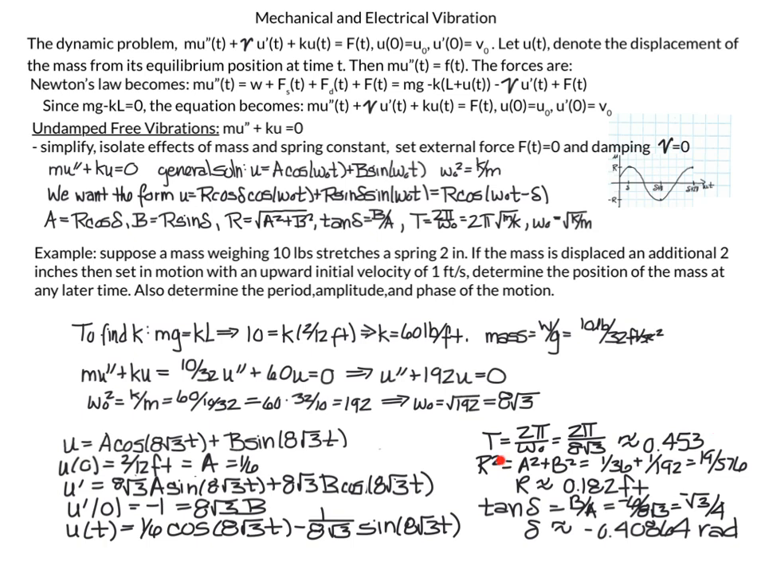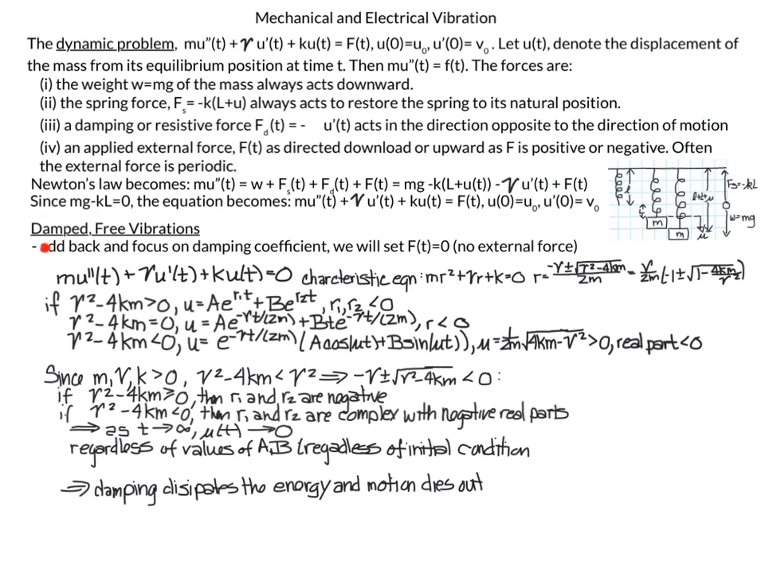R squared is equal to a squared plus b squared. So that would be 1/6 squared plus 1 over 8 square root of 3 squared, which would give me 1/192. So my R is approximately 0.182. My tangent of delta is equal to b over a, so that's approximately equal to negative 0.40864 radians. Last, I really should have put this in this other form of r cosine omega t minus delta, but I didn't. I'm just going to leave it in this form.